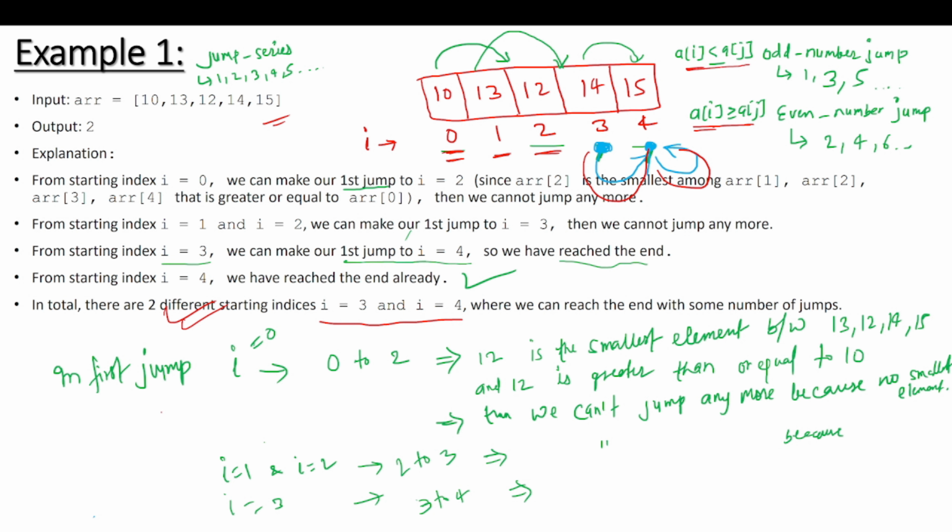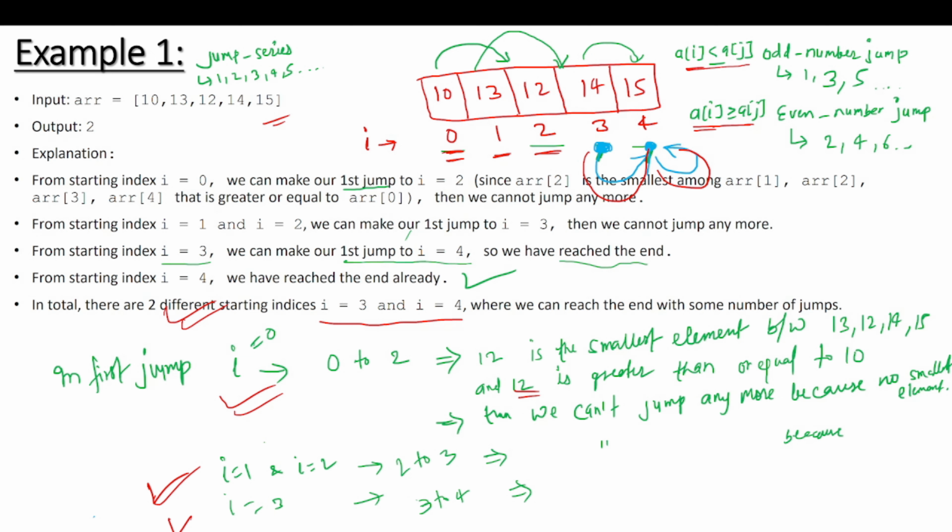Number of jumps. So as you can see, first we have to make 0 to 2, because 12 is the smallest element between 13, 12, 14 and 15, and 12 is greater than or equal to 10. In that case we can make a jump, but we cannot make a further jump because there is no smallest element, right? So when we are going with I equal to 1 and I equal to 2, we can make one jump, 2 to 3, because there is a possibility, and further we cannot do the same.